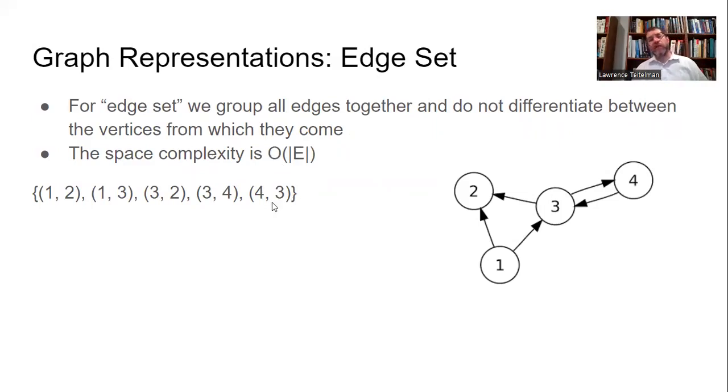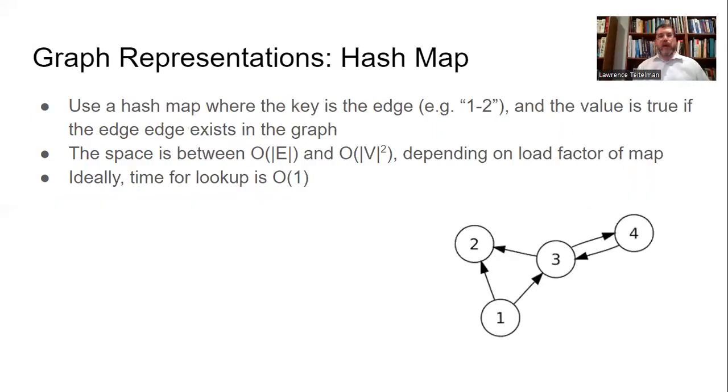We don't keep track, we don't have a separate list somewhere of 1, 2, 3, and 4. We just keep track of the edges. So if something doesn't have any edges, it's not important enough that we're going to include it. Okay. And then we have one more representation, which is the hash map.